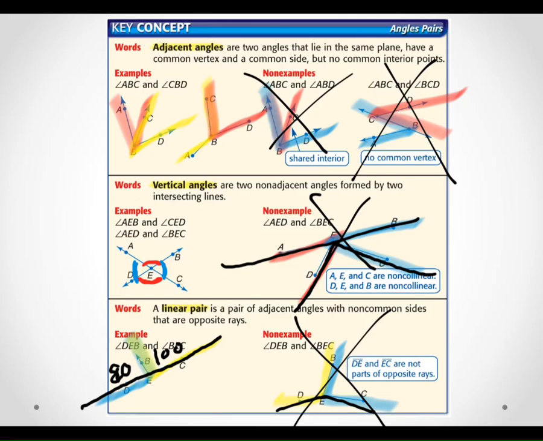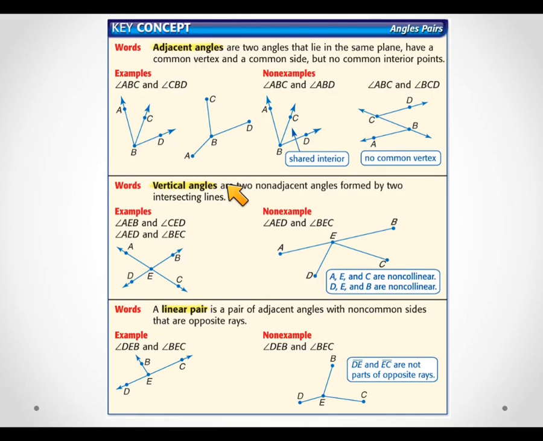Yes, question. Can there be one that has two? Like, can there be one that's vertical and adjacent? Well, vertical angles are opposite sides of intersecting lines, so those are two different things, right? They can't be both of those things. But they could be adjacent and form a linear pair. We'll go over some examples of that in a second. Linear pairs add up to 180. Vertical are always the same.